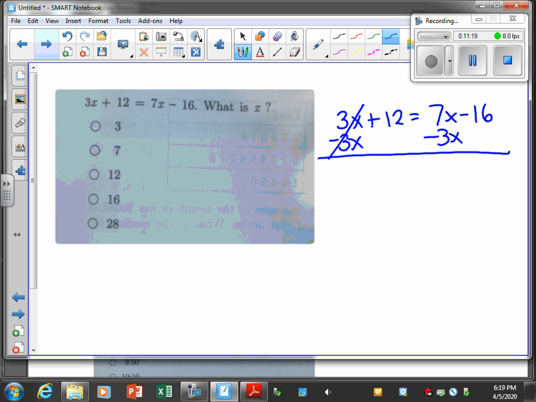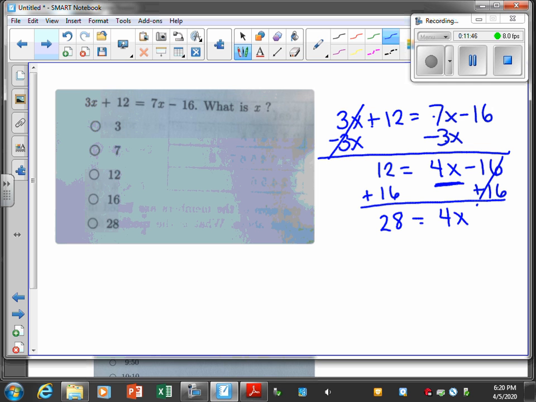So that goes away. 12 is left. 7 minus 3 is 4. Keep the x. Okay, our goal is to get x by itself. If I want to get this by itself, I need to get rid of that 16. Well, if they subtract 16, we always do the inverse, add 16. Whatever you do to one side, do to the other. Okay, so that they go away. And we're going to have 28 is equal to 4x.